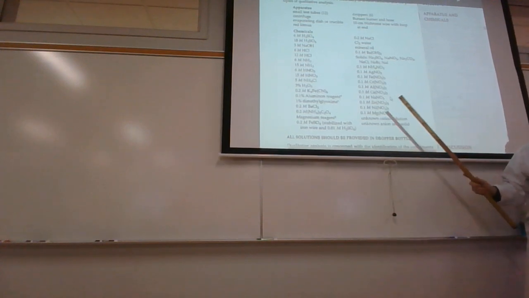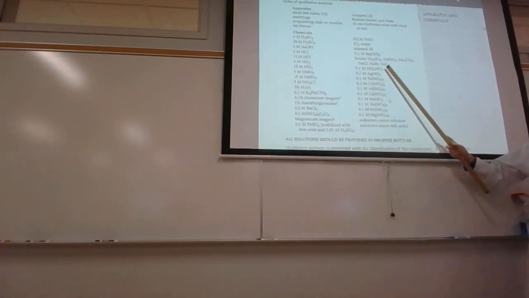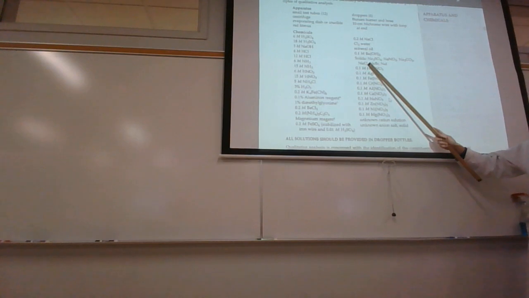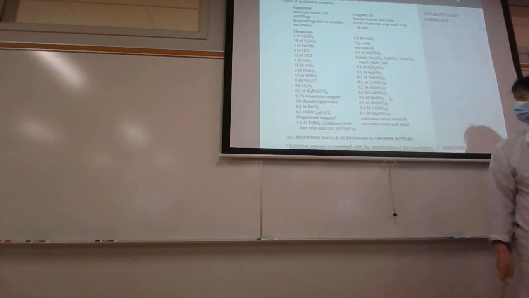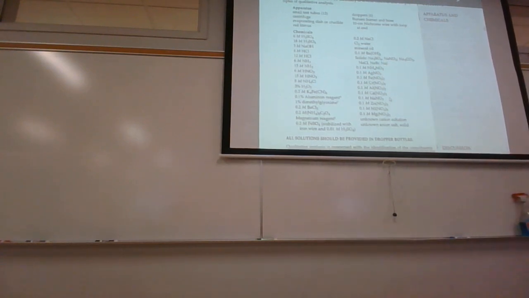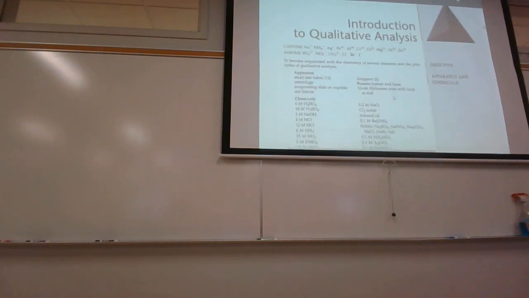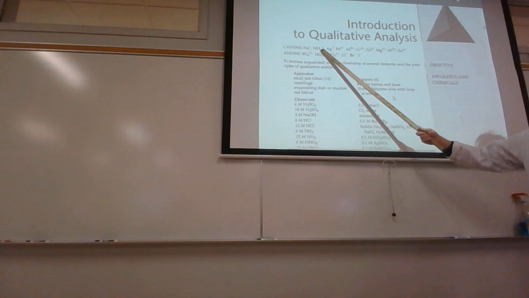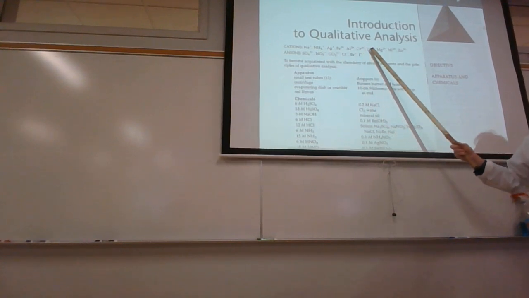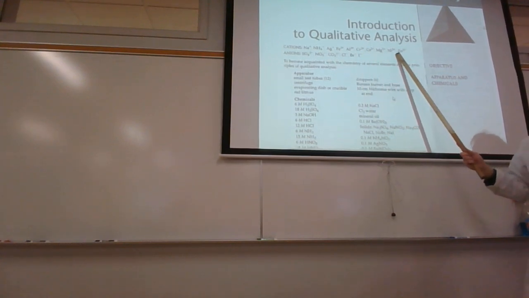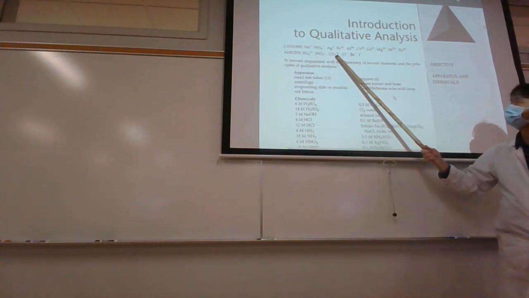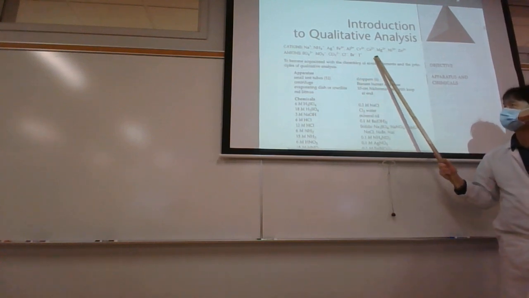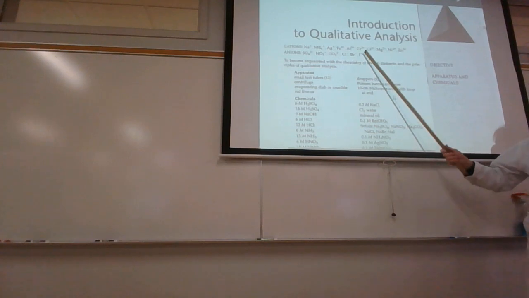What anions are we analyzing for? We're analyzing for nitrate, sulfate, chloride. What else? Bromide, iodide. Wow, that's a lot. So how many cations are we analyzing for? Sodium, 1, 2, 3, 4, 5, 6, 7, 8, 9, 10. 10 cations. And 1, 2, 3, 4, 5, 6. 6 anions.